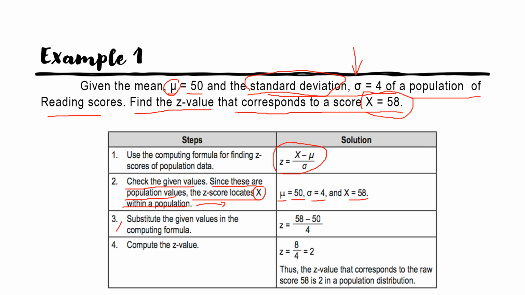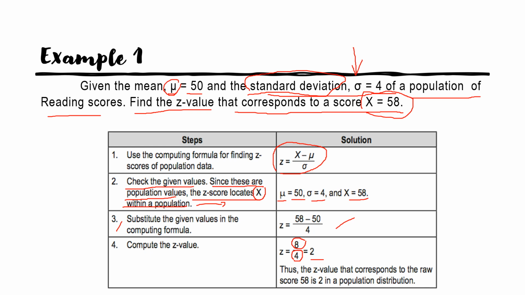Then for step number 3, you're going to substitute the given values in the computing formula. So we just simply substitute the population mean, the population standard deviation, and your x, which is equal to 58, to your first formula. So that will be 58 minus 50 over 4. So 58 minus 50 is equal to 8. Then we copy your denominator, which is equal to 4. Then 8 divided by 4 will be equal to 2.